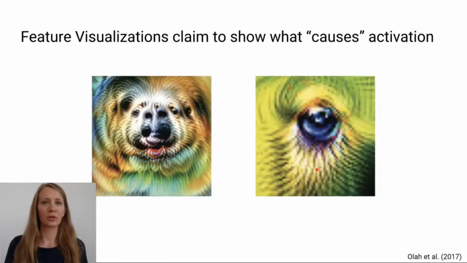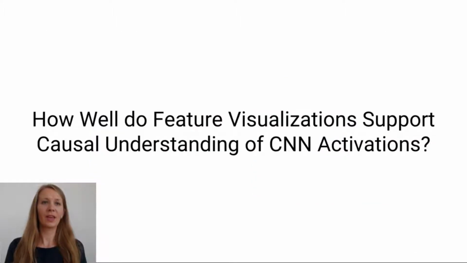As shown with these two example visualizations, they can help distinguish whether a unit responds to a whole dog's face or just an eye. In this project, we therefore test this intuition and want to learn how well feature visualizations support causal understanding of CNN activations. Our assumption is that if these synthetic visualizations indeed grant more causal insight, then they should allow humans to predict the effect of an intervention better.